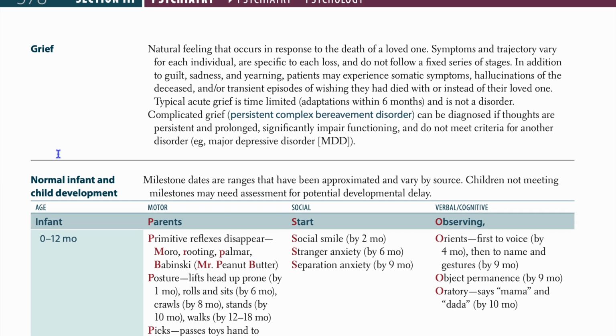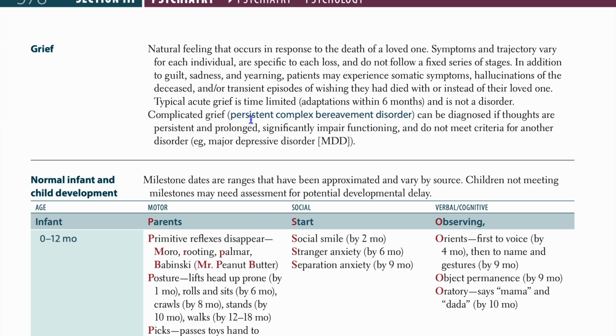Grief. It's a natural feeling that occurs in response to the death of a loved one. Symptoms and trajectory vary for each individual and are specific to each loss and do not follow a fixed series of stages. In addition to guilt, sadness, and yearning, patients may experience somatic symptoms, hallucinations of the deceased, and/or transient episodes of wishing they had died with or instead of their loved one. So with this, you have to be able to figure out if it's normal grief or something like a depressive disorder. For grief, it typically lasts about 6 months. Acute grief is time limited, with adaptation within 6 months, and is not a disorder.